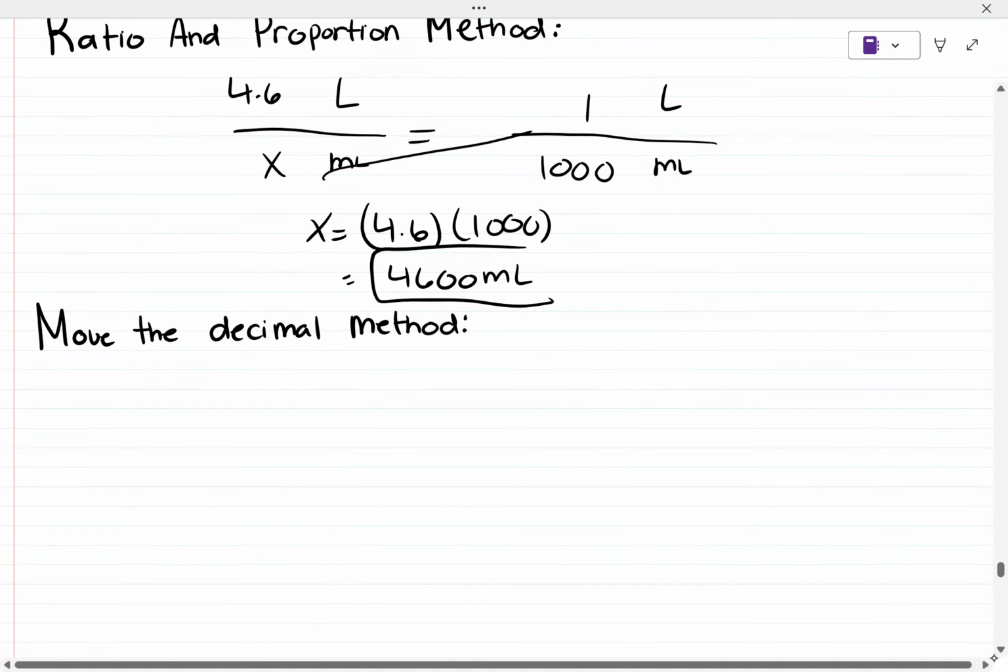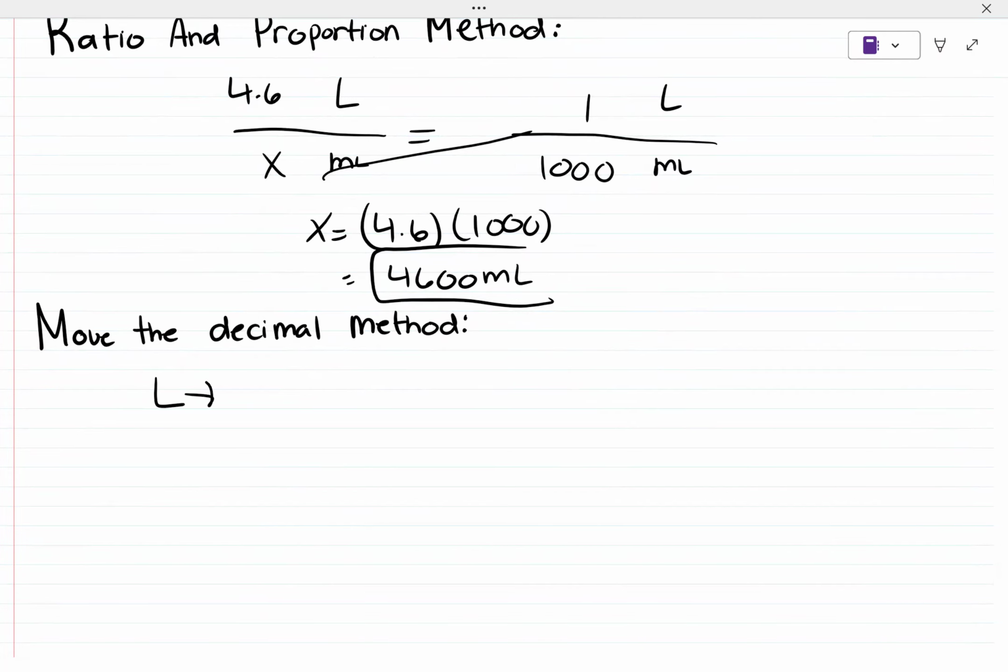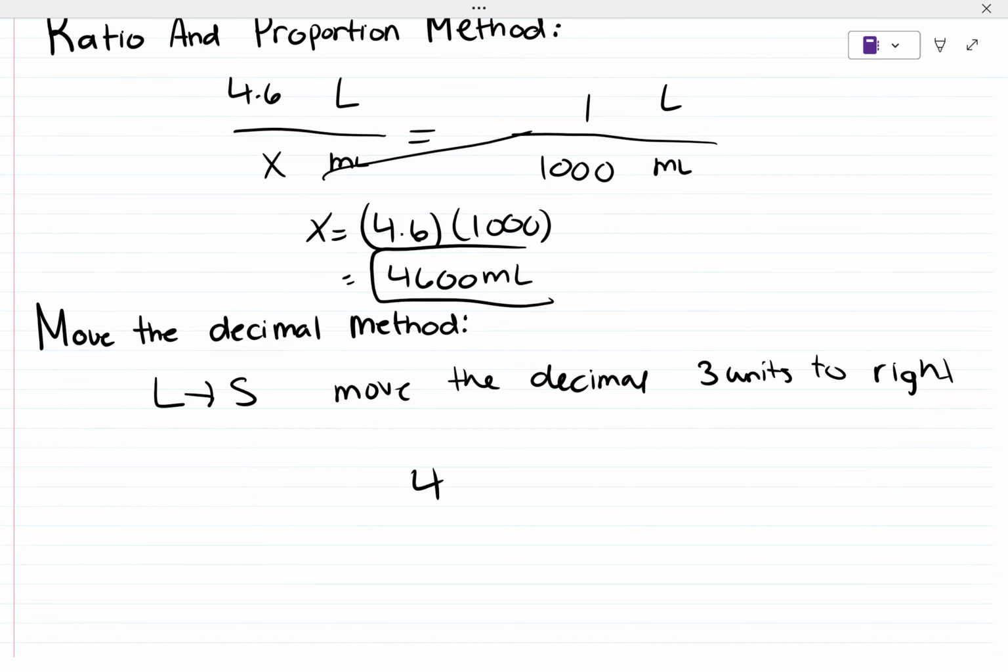Move the decimal. So let's see, we were going from liters to milliliters, so we are technically going from a larger to a smaller. So we have to move the decimal 3 units to the right. So we were given 4.6, move it 3 places to the right. So that's 1, 2, 3. That's how I get 4,600 milliliters.